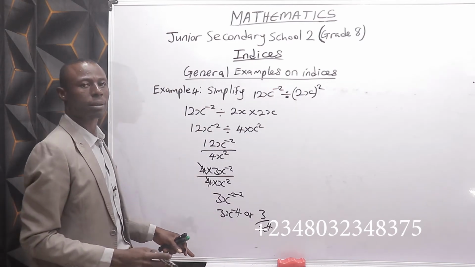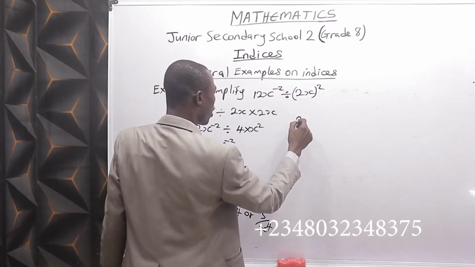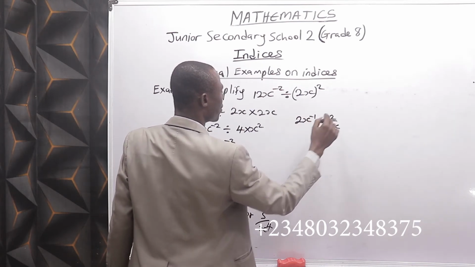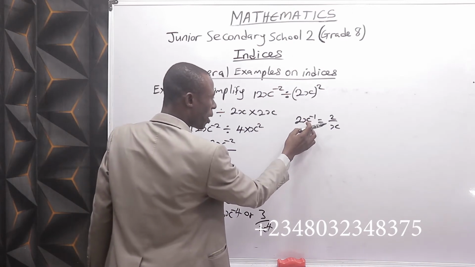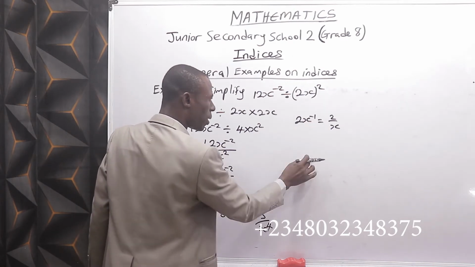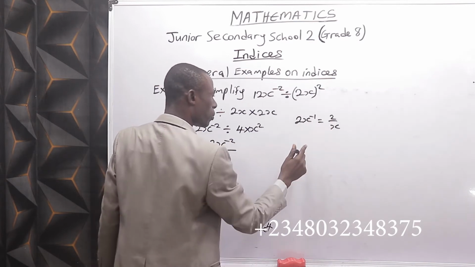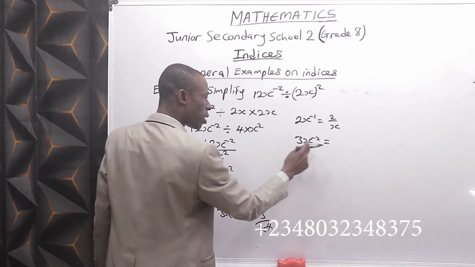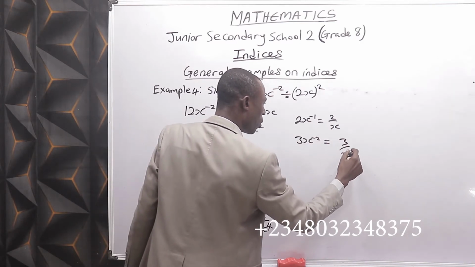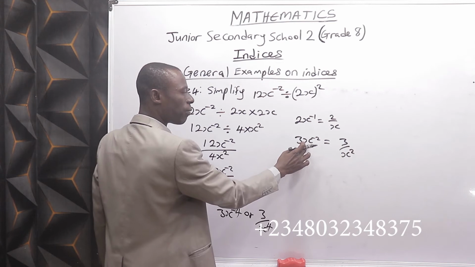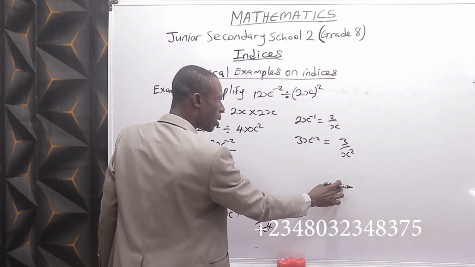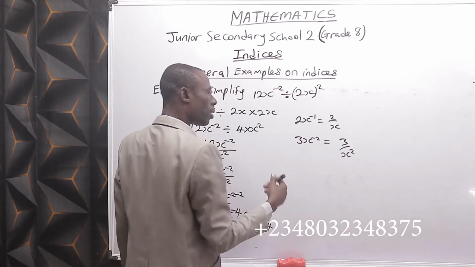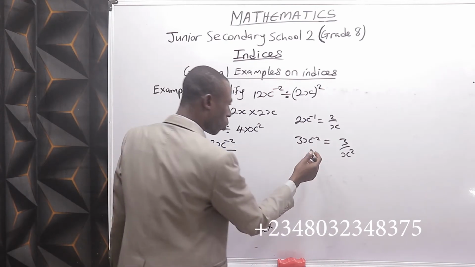Why? Listen, anytime you have 2x raised to power minus 1, it's the same thing as 2 over x. The x raised to power negative power will come down, and these 2 will come up. You have 3x raised to power negative 2. This could be expressed as 3 over x raised to power 2. The x raised to power negative value comes down, and it becomes positive when it comes down, and this 3 comes up. It's not by magic. This is what actually happens.